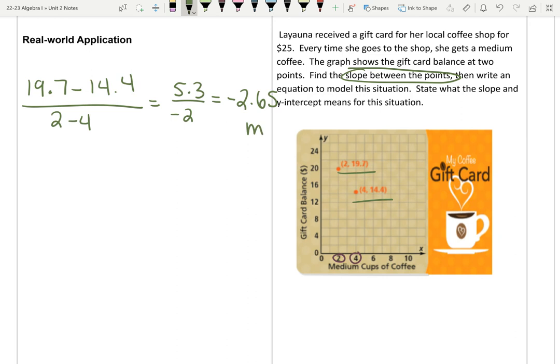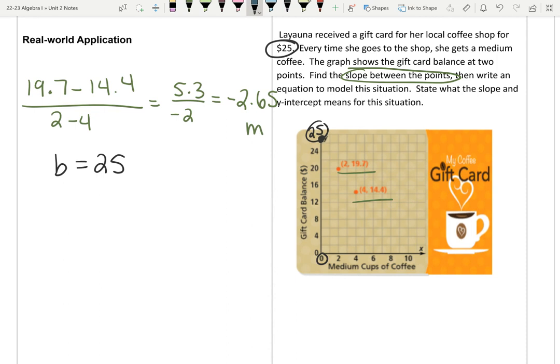Now our b isn't just given to us. It doesn't say it. But since b is usually the starting amount, and we're starting with $25, we can assume that there's another dot right here for 25. Because at 0 cups of coffee, she's still going to have $25. So my b is 25.